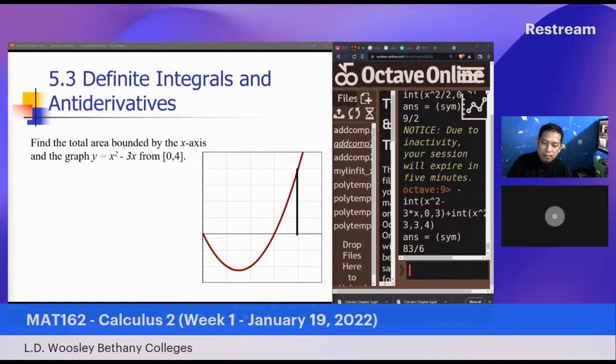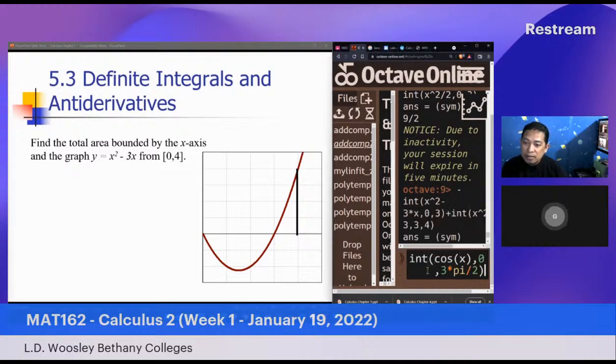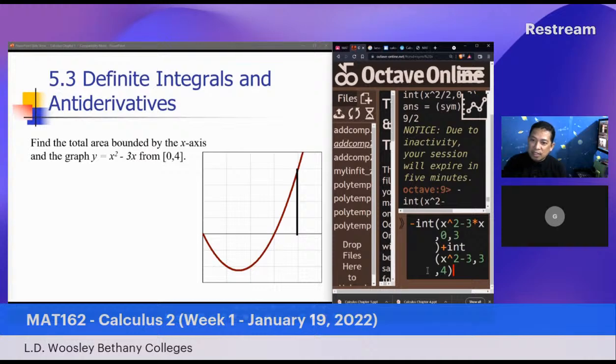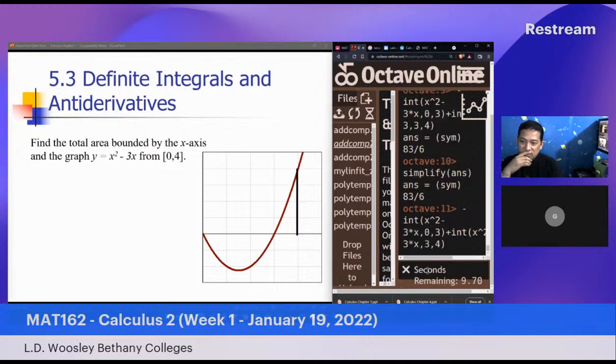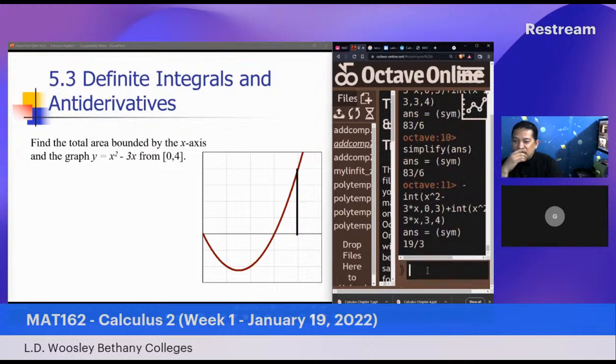8/3 po. Tama ba? 8/3. Sige, 86/3? 83/6 ako. Baka ako mali. Let me see yung ano ko. X squared minus 3 lang, times... mali ako. Kulang ako ng 3x doon. X squared minus 3x, no? Tingnan natin kung magbabago. 19/3.